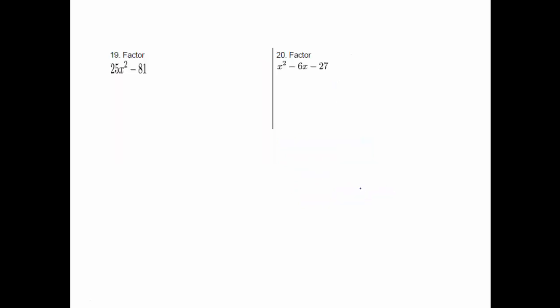Okay, number 19, it asks us to factor this. I notice that I can take the square root of both parts, so this is going to be a 2 parenthesis problem. The square root of 25x squared would be 5x and 5x. The square root of 81 is 9, so this will be plus 9, minus 9.